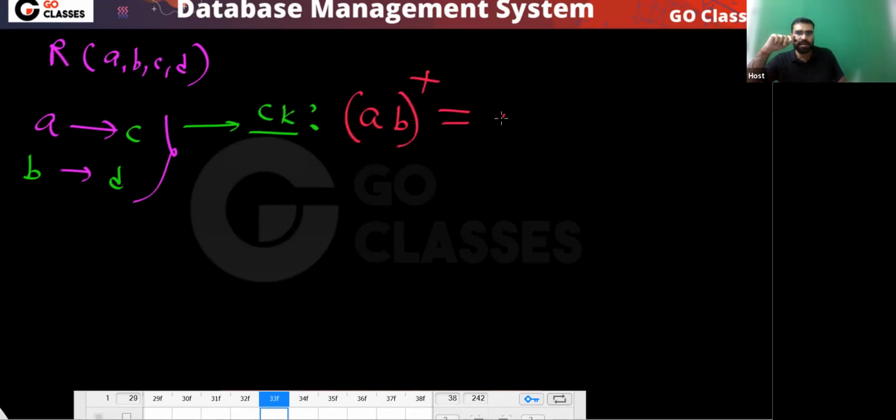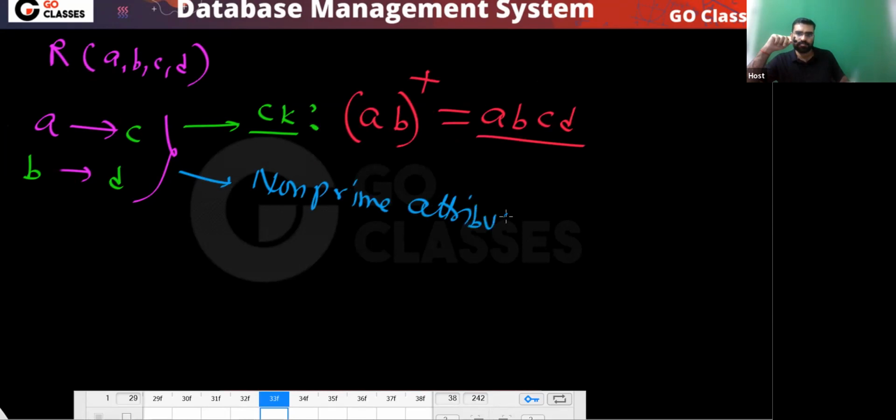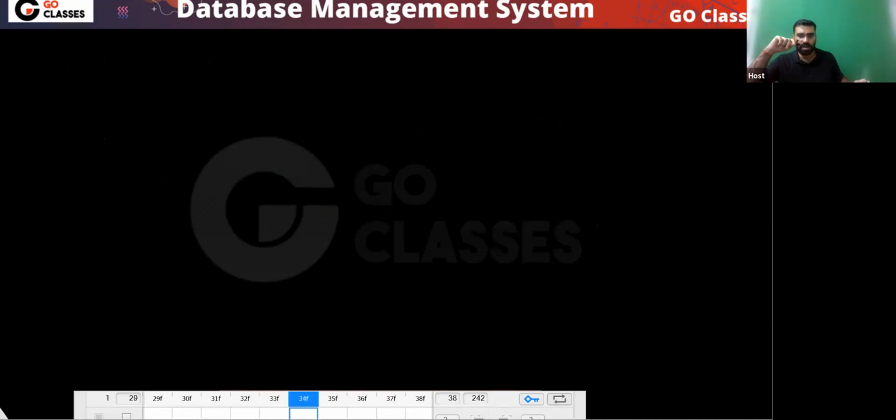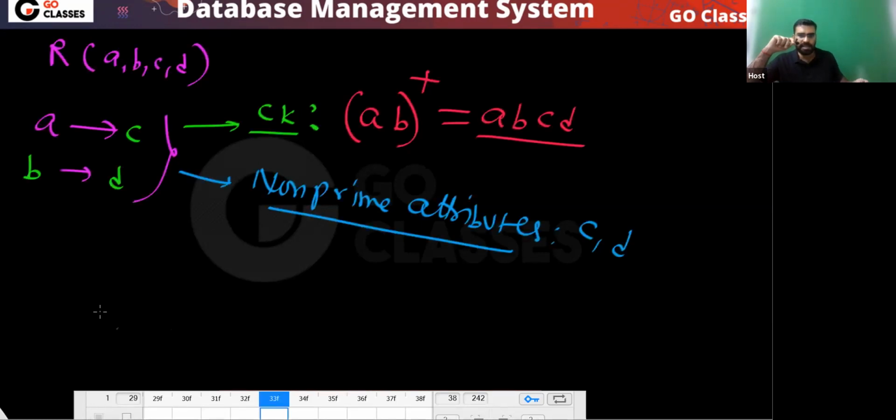Let's see what they can bring. AB can determine AB trivially, and A can determine C, B can determine D. So this is the only candidate key. What are the non-prime attributes? Definitely AB is the only candidate key, so the non-prime attributes are C and D. Now you can clearly see this.